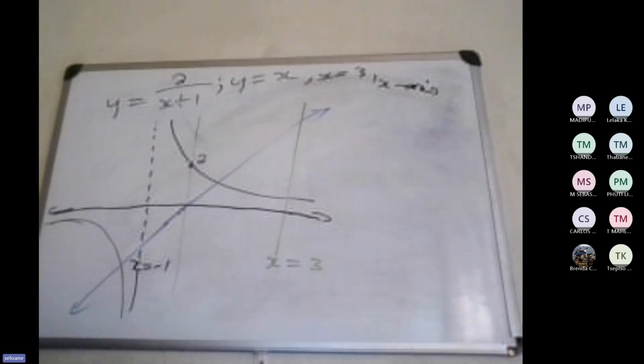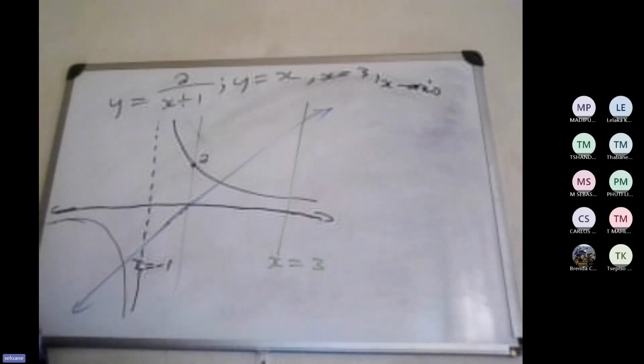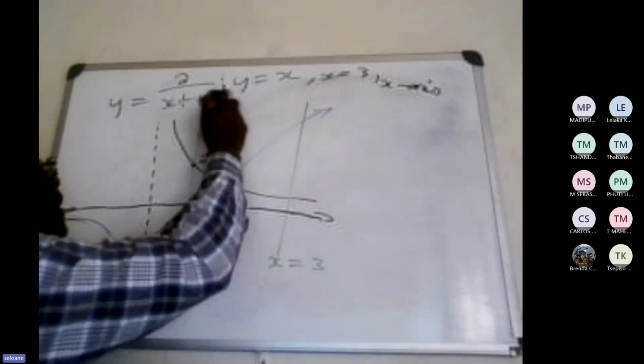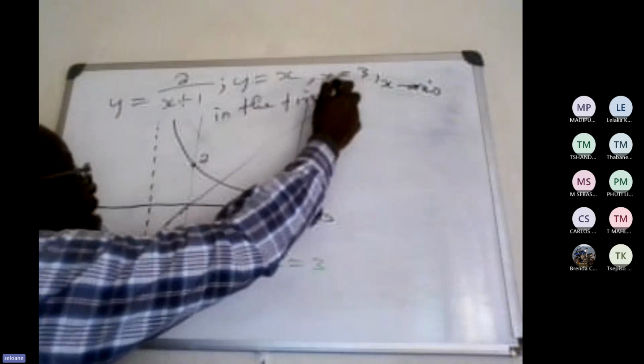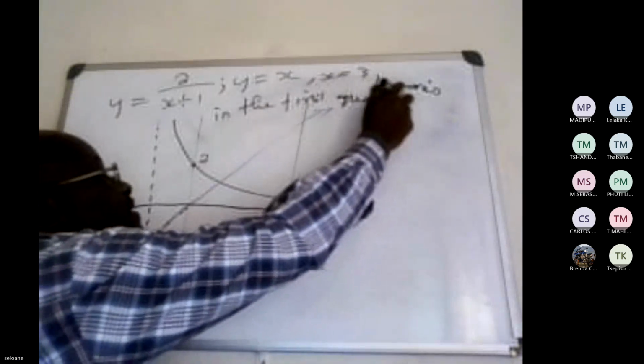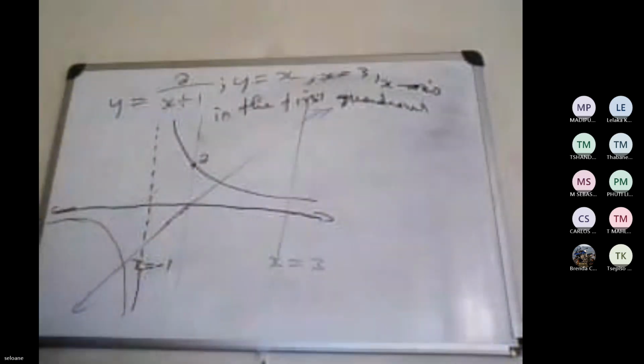So which region are we talking about here? Which region here? And now let's read it further. Let's say in the first quadrant. They say that region is in the first quadrant. Can you identify it now?